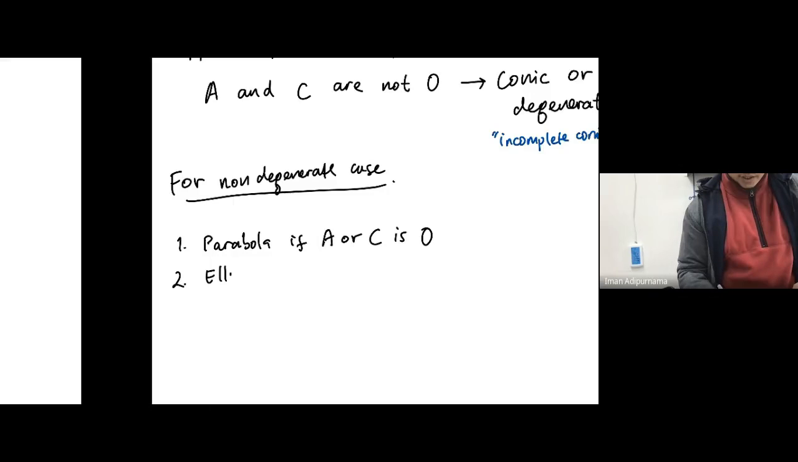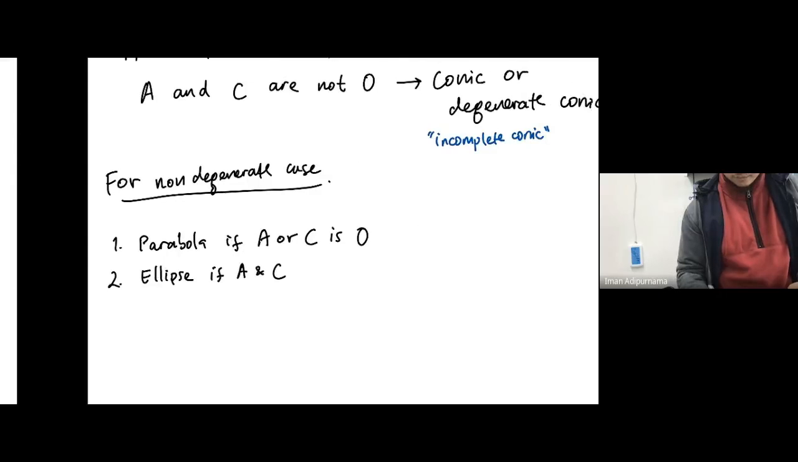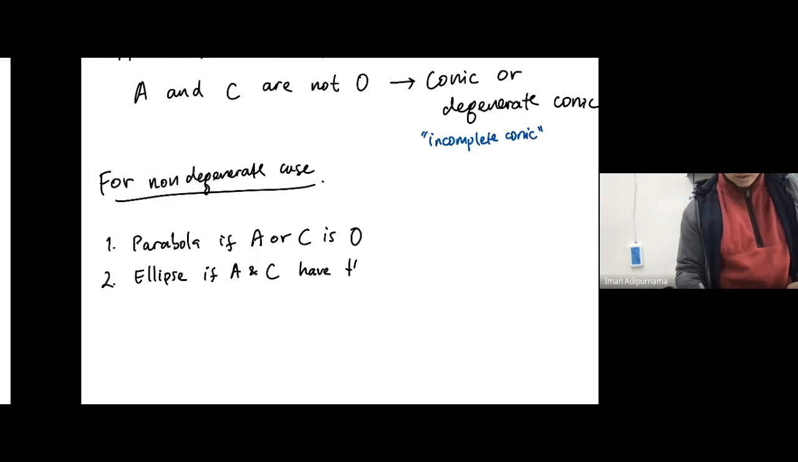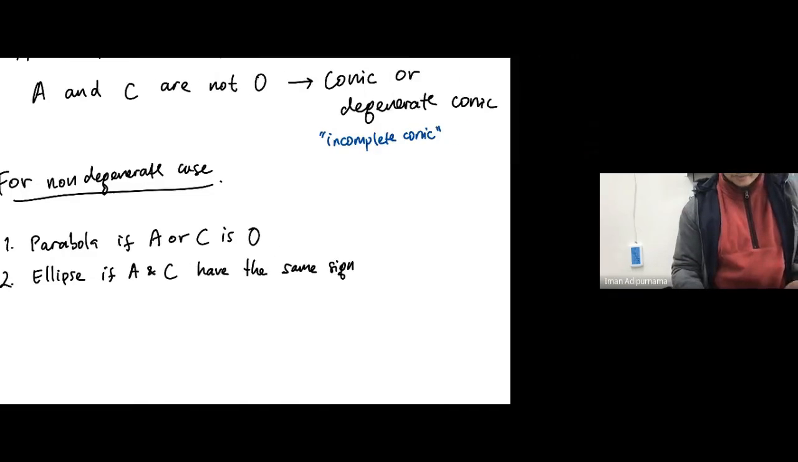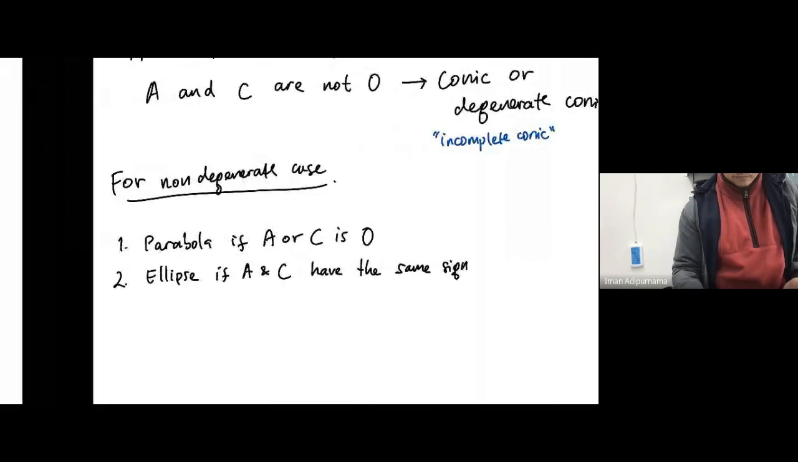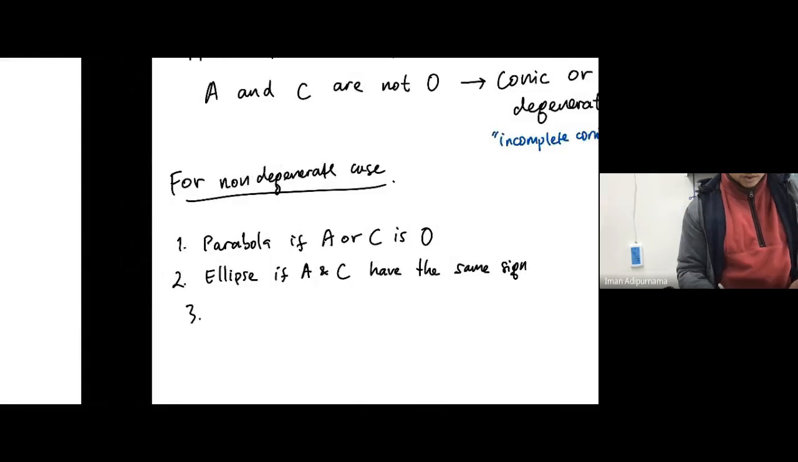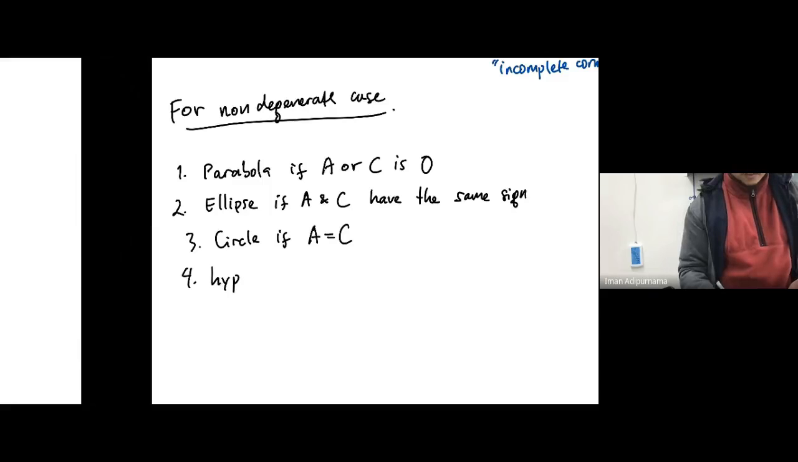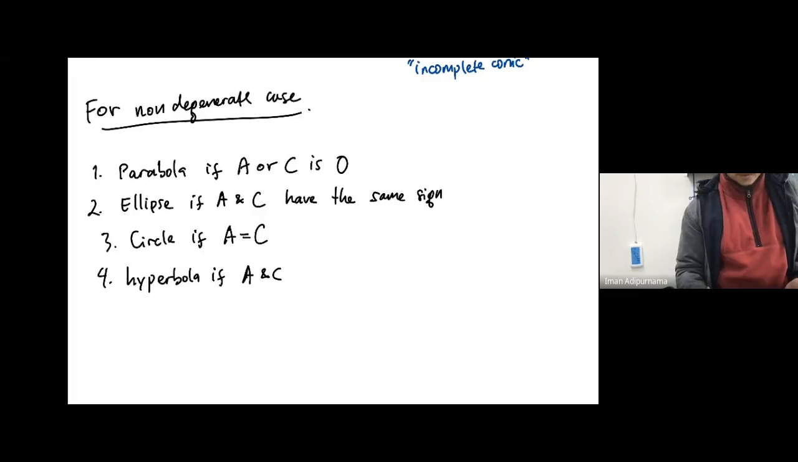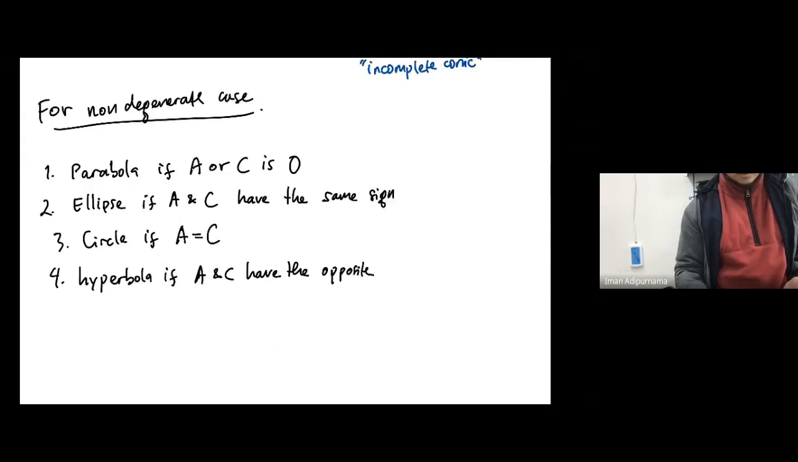And then it will be an ellipse if A and C have the same sign, positive or negative. It's a circle if A is the same as C. It's a hyperbola if A and C have the opposite sign.